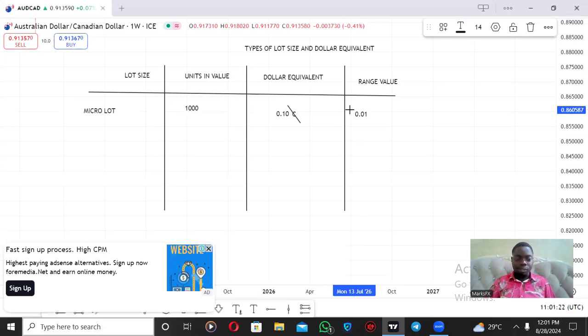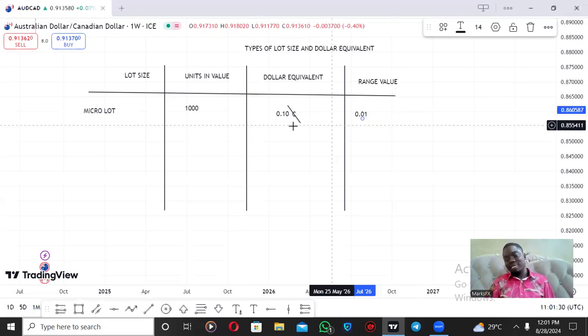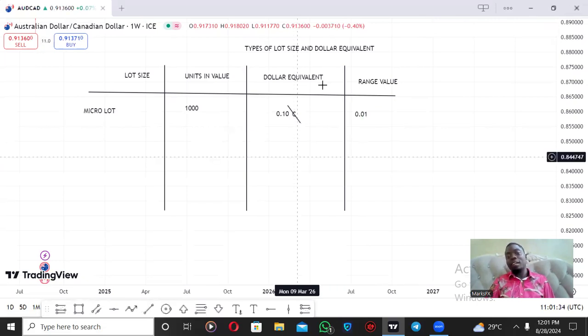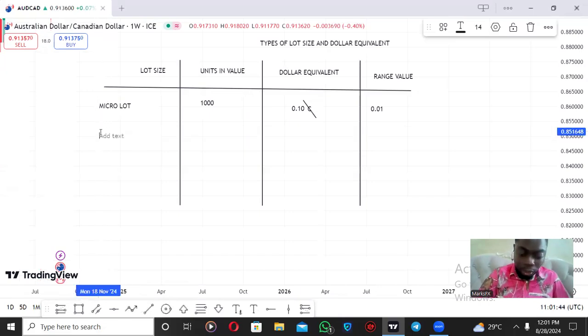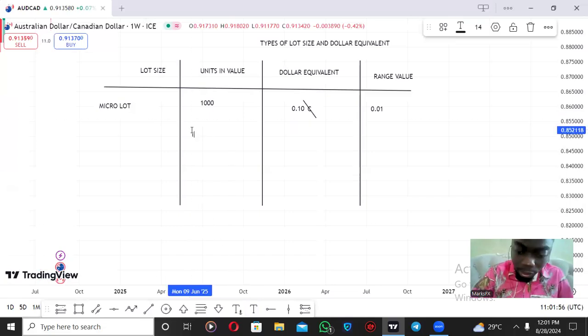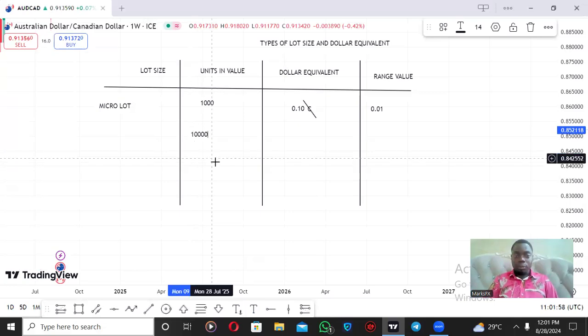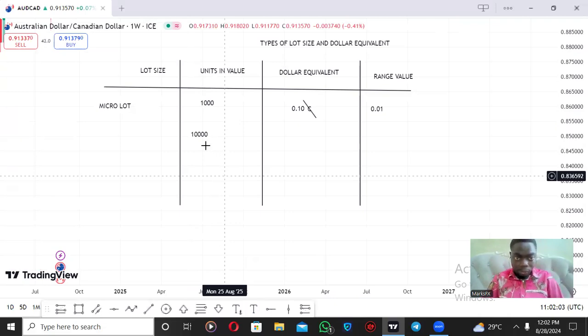Now, what do we mean by this? If you place a 0.01 lot size on any trade, you are going to be getting 10 cents per pip. And that 10 cents per pip is equivalent to 1,000 units. All right, the next type of lot size is the mini lot size. The mini lot size is technically equivalent to 10,000 units. So it's just times 10 of this. So that is 10,000 units.